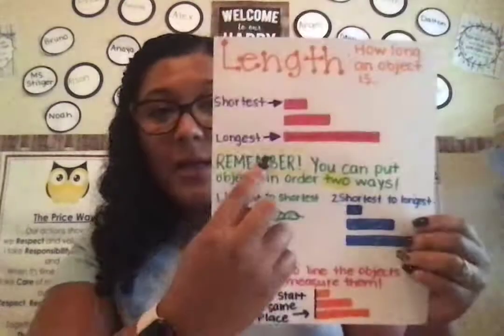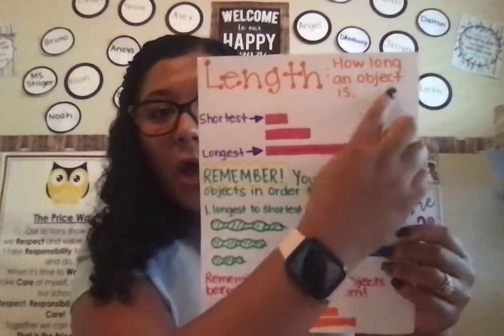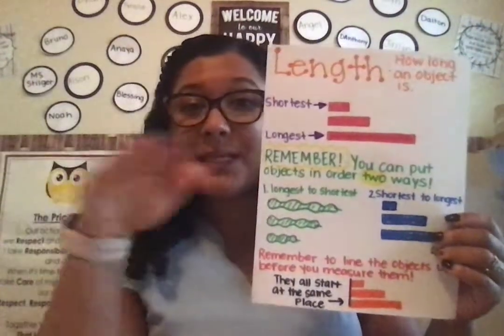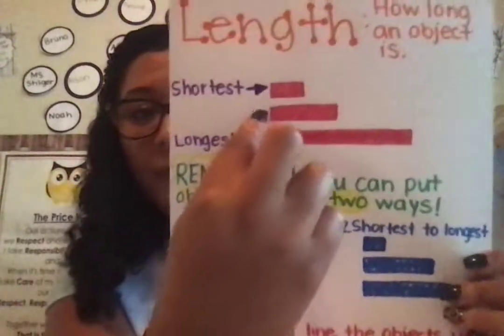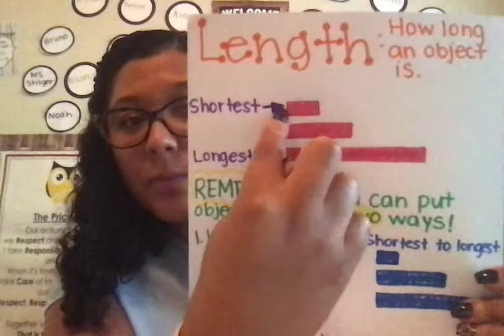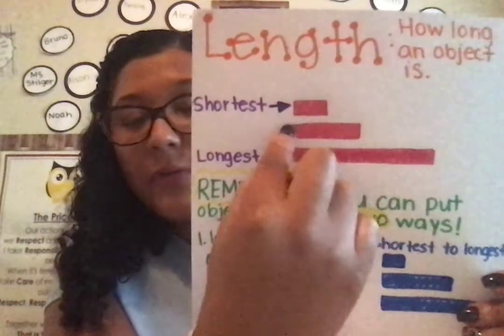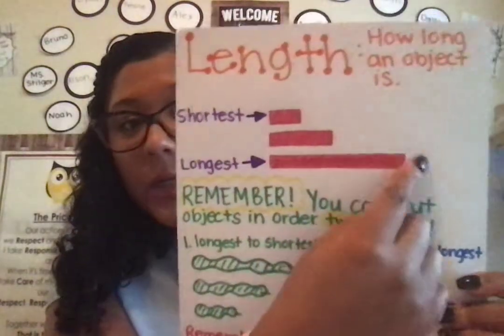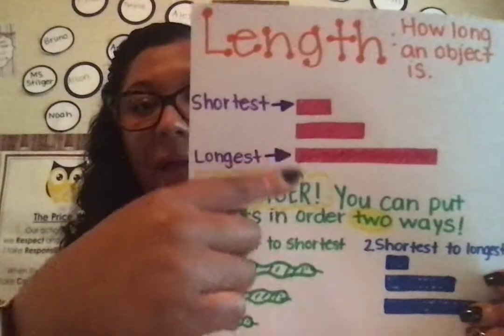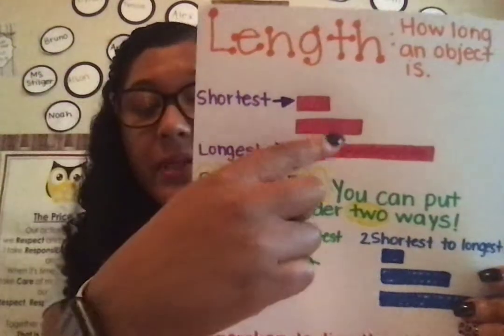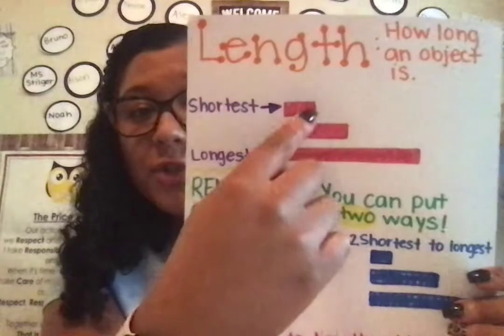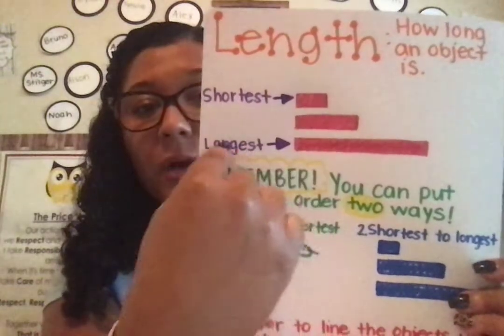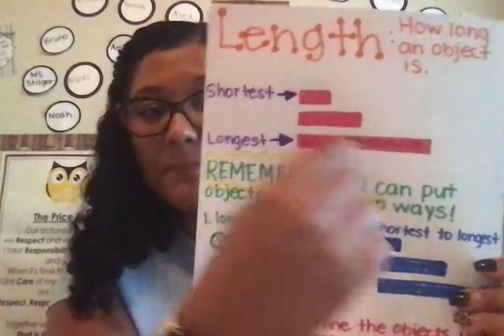So, the first one that I want to show you today and talk about is length, okay? Length. It is how long an object is. The length of something is how long it is, okay? So, if you can see this bar, I have a short bar, right? The bar goes to here. I have another bar in the middle. It's a little longer than this bar, right? And then I have a really long bar, right? So if I put these next to each other, if I compare these three bars, I can say that this bar is the shortest and this bar is the longest, okay?